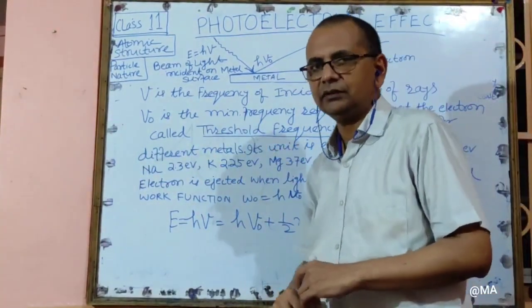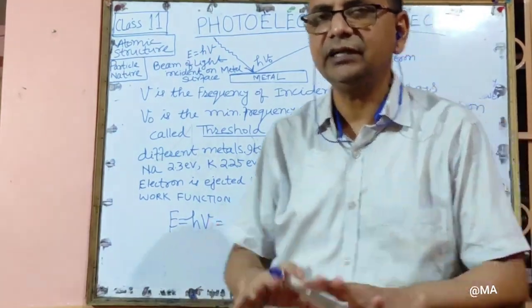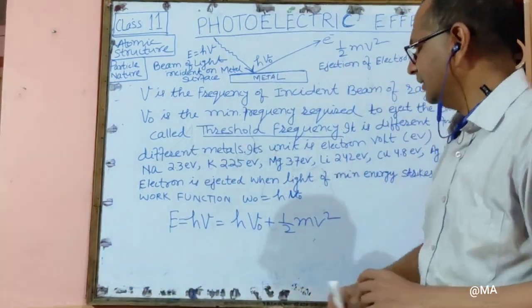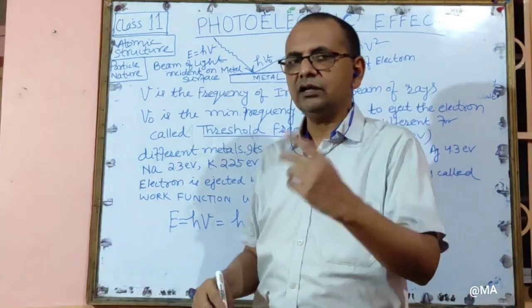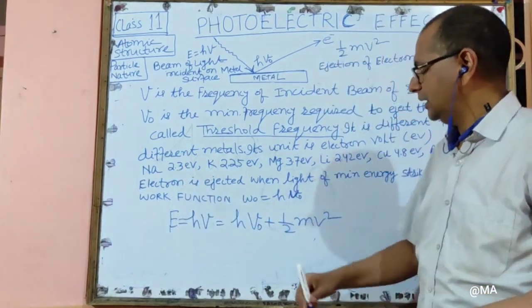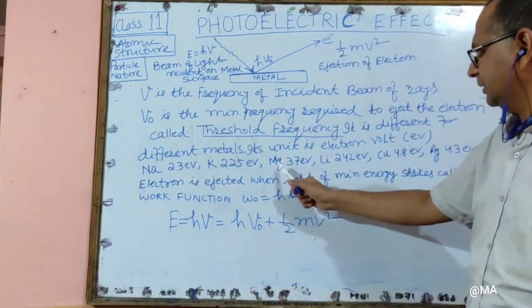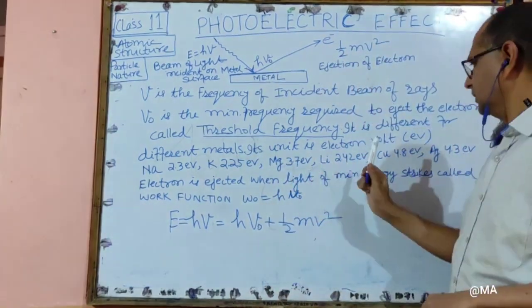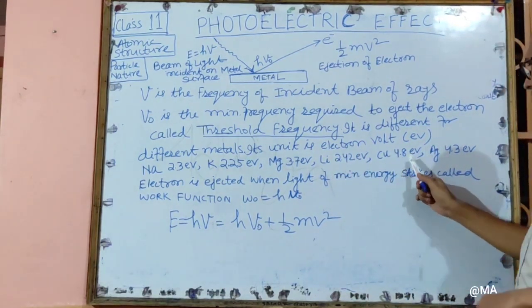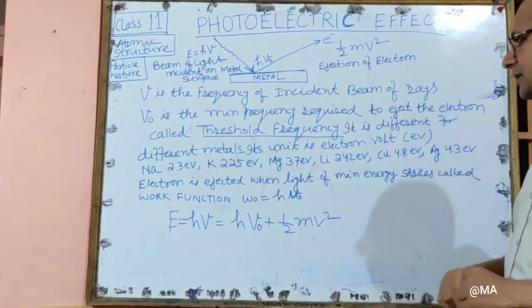This threshold frequency is very characteristic, meaning it is different for different metals. Its unit is electron volt, eV. Sodium is 2.3 electron volt, potassium is 2.25 electron volt, magnesium is 3.7 electron volt, lithium is 2.42 electron volt, copper is 4.8 electron volt, and silver is 4.3 electron volt.